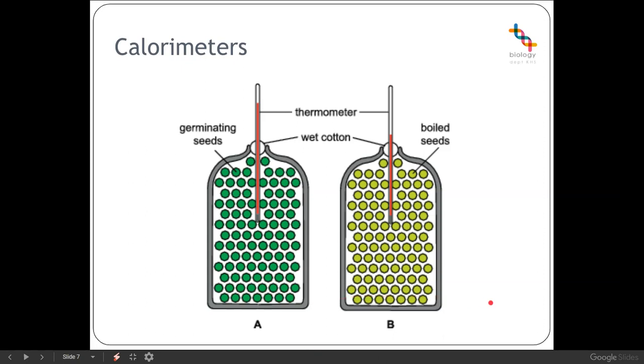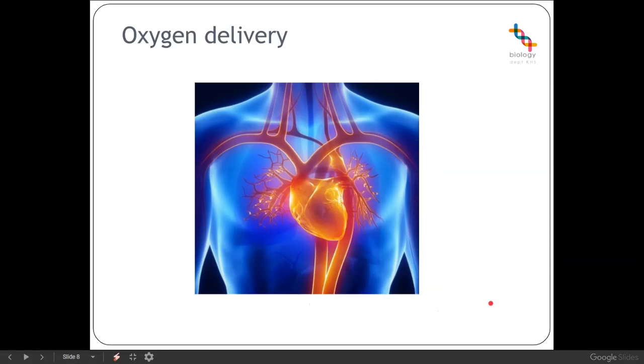If we have a more complex organism, however, that's when we need to look at multicellular organisms using oxygen delivery systems. So the cardiovascular system that we can see in higher animals, and the sort of cardiovascular system that we're used to seeing when we studied at National 5.